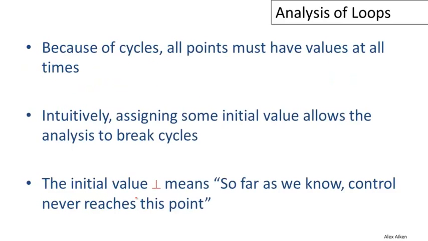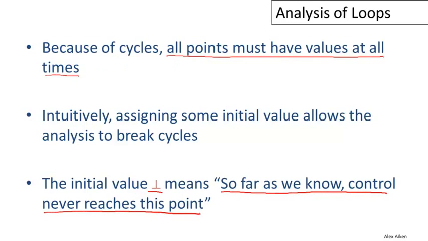There's a standard solution that is actually used in many areas of mathematics, not just in the analysis of loops, when you have these kinds of recurrence relationships or recursive equations. The standard solution is to break the cycle by starting with some initial guess. So you have some initial approximation that is not even expected to be the final result, but allows you to get going. Because of the cycles, all the program points have to have values at all times. And so we're going to assign an initial value, and that is what bottom is for. The initial value bottom means, so far as we know, control never reaches this point. Remember this, we said this several videos ago.